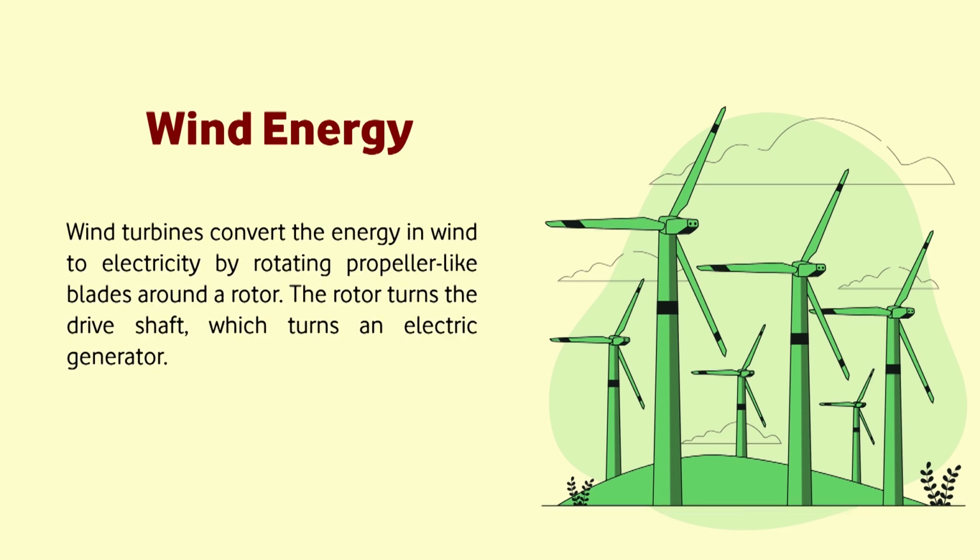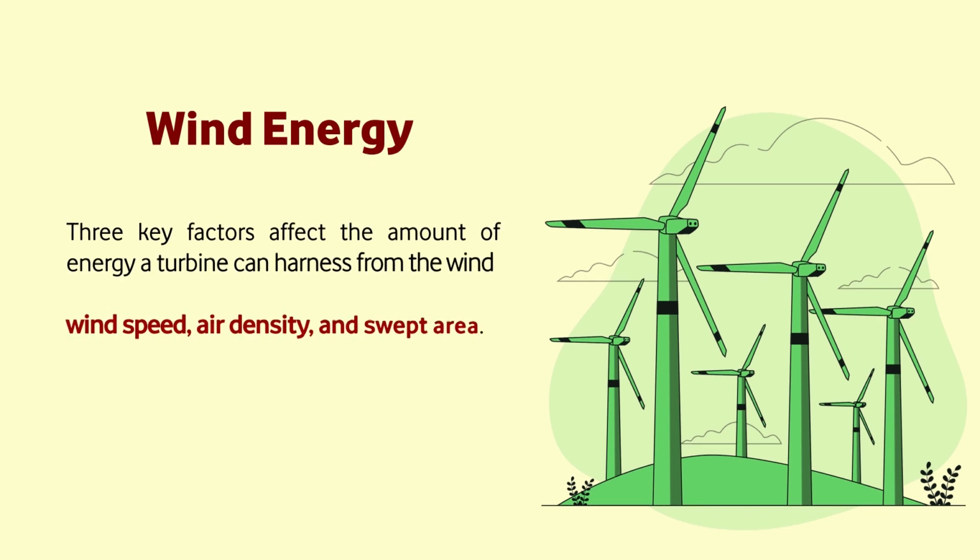Wind turbines convert the energy in wind to electricity by rotating propeller-like blades around a rotor. The rotor turns the drive shaft, which turns an electric generator. Three factors that affect the amount of energy a turbine can harness from the wind are wind speed, air density and swept area. Now we will discuss a bit about modern turbines.